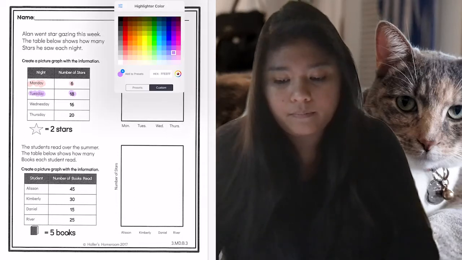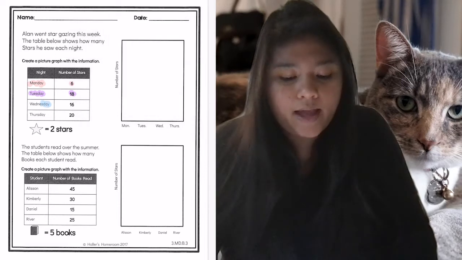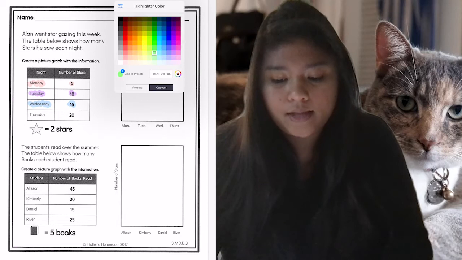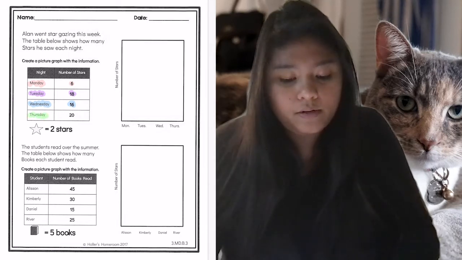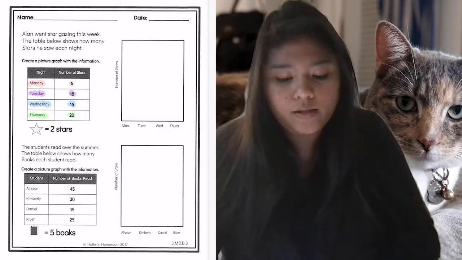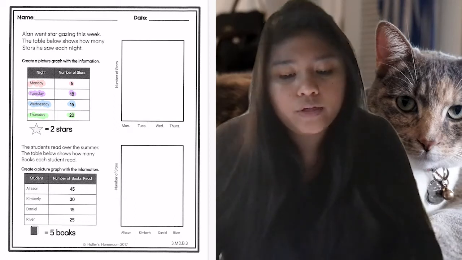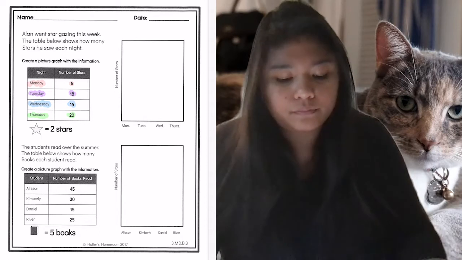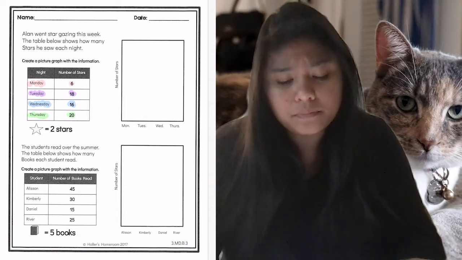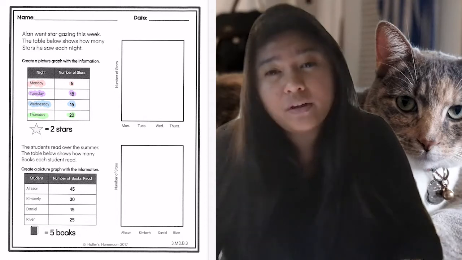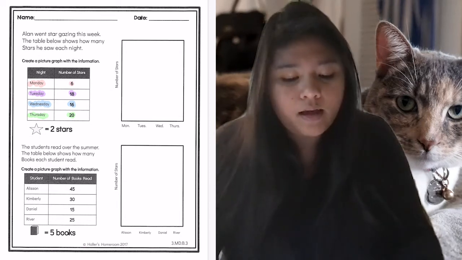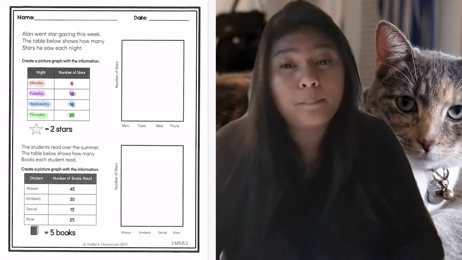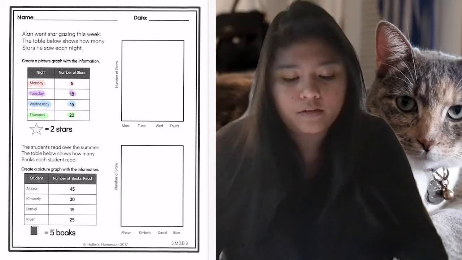18. Good. And on Wednesday, how many stars did he see? 16. Great. And on Thursday, how many stars did he see? He saw 20. Great. I want you to point to the picture below. Point to the star. And slide your finger over. What do you see about the star? What does one star or one picture of the star mean?